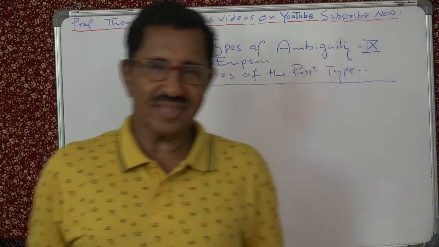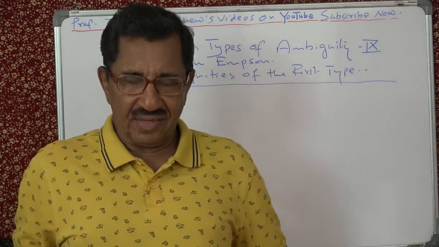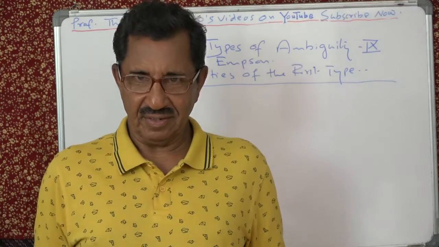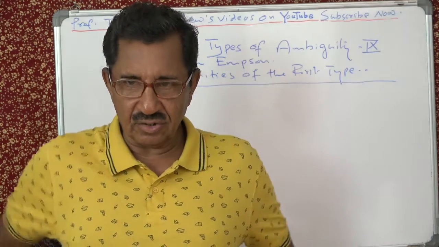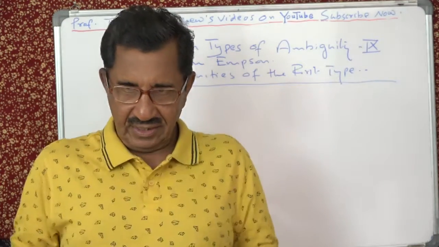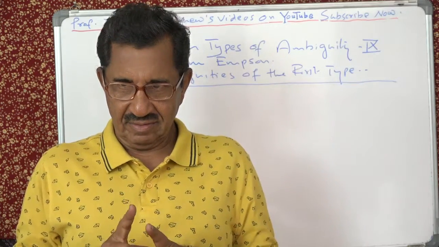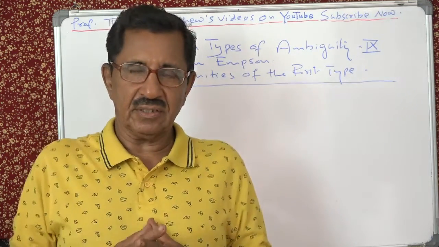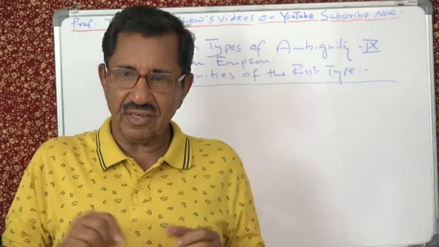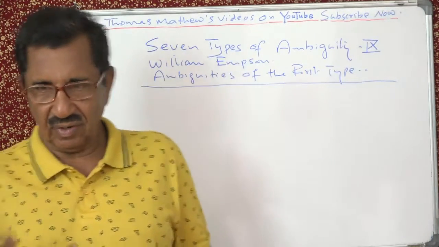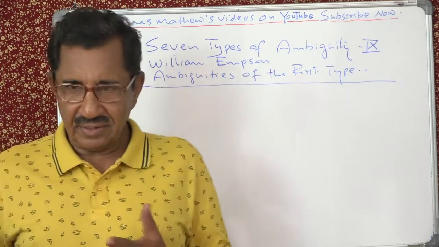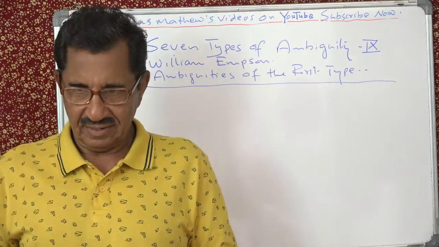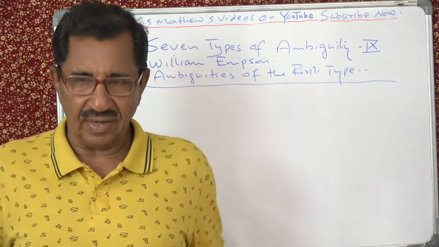Hello friends, now we are still in the first type of ambiguity. Ambiguities are the first type. We have seen so far, one is that a detail is effective in several ways at once. That is one. Second is a comparison, for example, with several points of likeness.